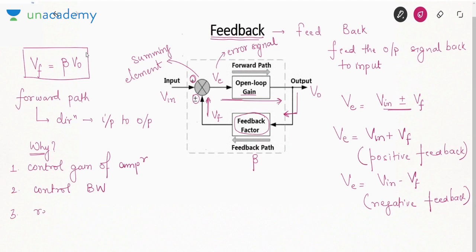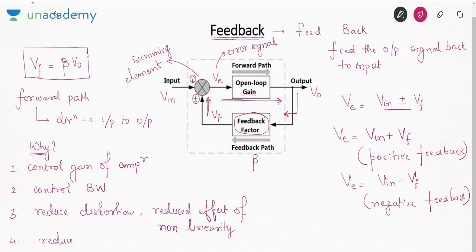The third reason is to reduce distortion. The distortion in output signal is reduced. Reduced effect of non-linearity. Not every component in your circuit will be linear, and their effect can be reduced by means of this feedback. Reduce environmental effects. Okay, we want to reduce the effect of temperature, humidity, pressure, all these things we want to reduce, and that is why we are using the feedback signal.